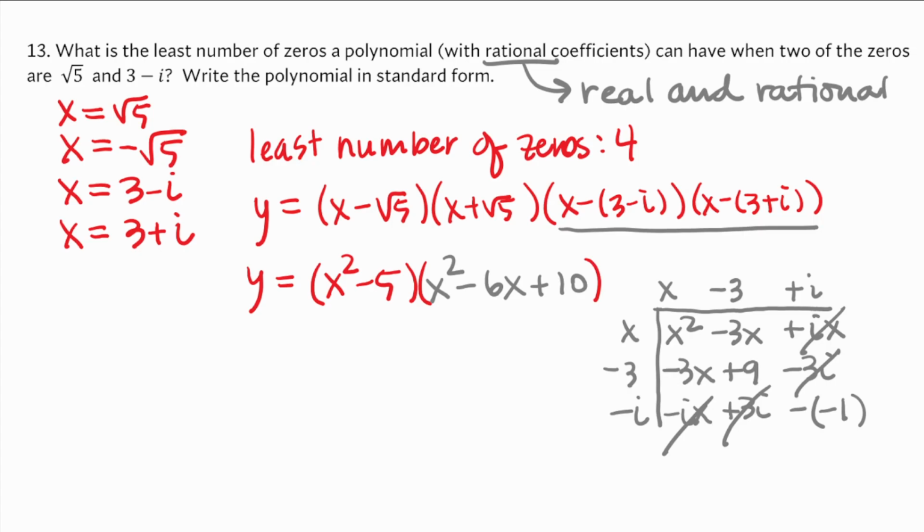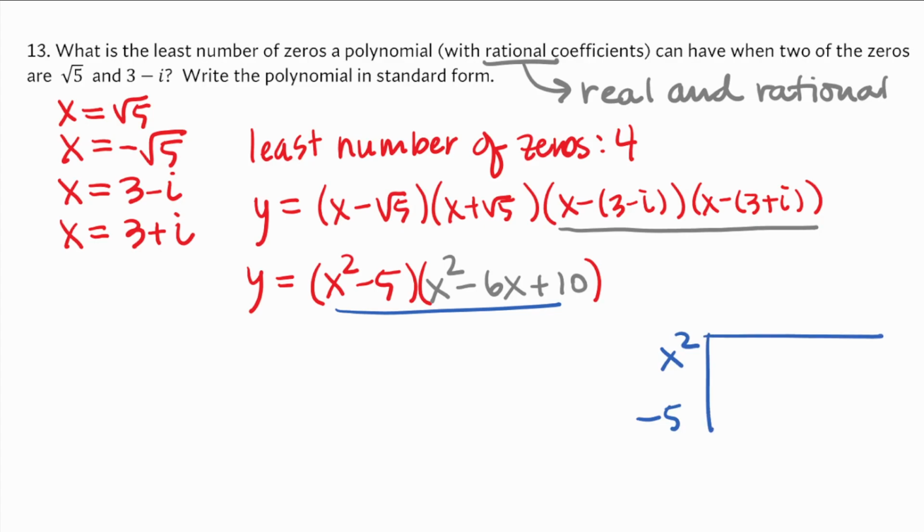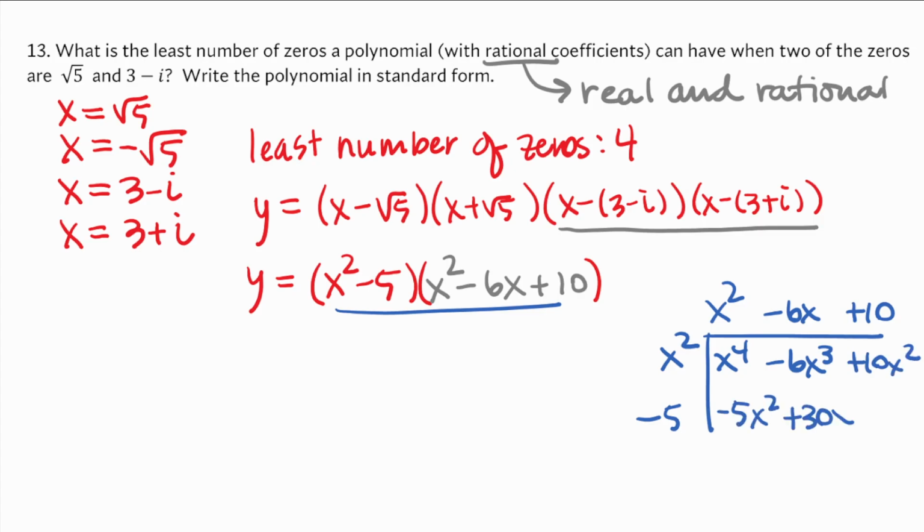All right, and then I think I'm going to need to do a little bit more multiplication. Yeah, let's just set up for that. And then maybe I'll do this multiplication in blue. I'll have x squared and a minus 5 multiplying by x squared, negative 6x, and positive 10, right? And there we go.